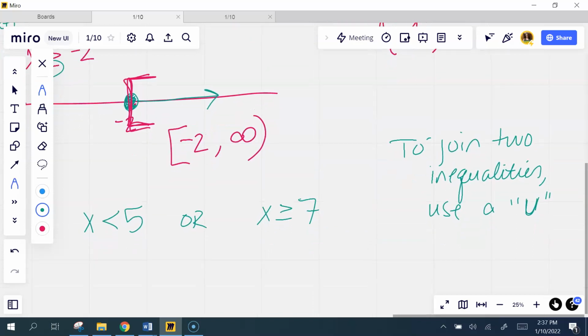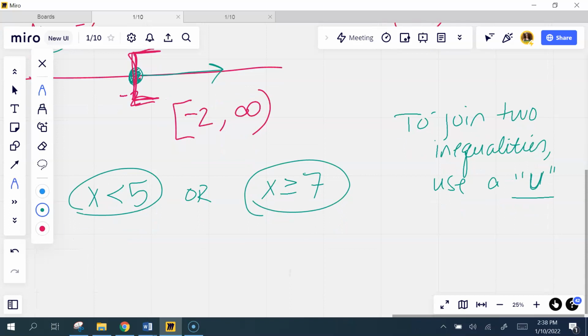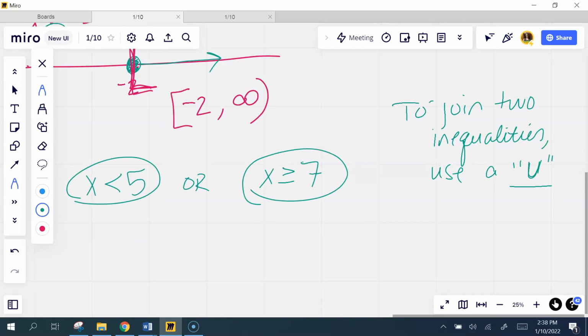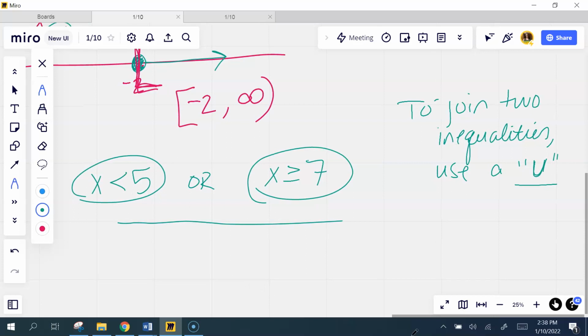So when we use this U, it lets us hook two things together. So essentially what we're going to do is write these two inequalities and smush them together with a U, okay? You don't have to do this on a number line first, but sometimes it's helpful to see it as you're getting used to interval notation. But this is saying less than 5, so open circle because it's not inclusive, and then included 7, but greater than is going to go this way.